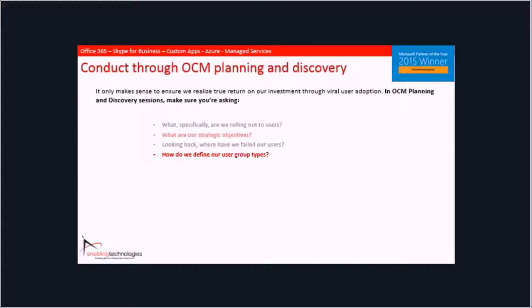Again, have the conversation around definition of your user group types. Same thing as usage profiles in the organization. Because what you'll find with the proper OCM strategy is, whether it's training or user communications about the pending change, you're going to want to tailor these communications, no pun intended, toward each of those usage profiles in your organization.